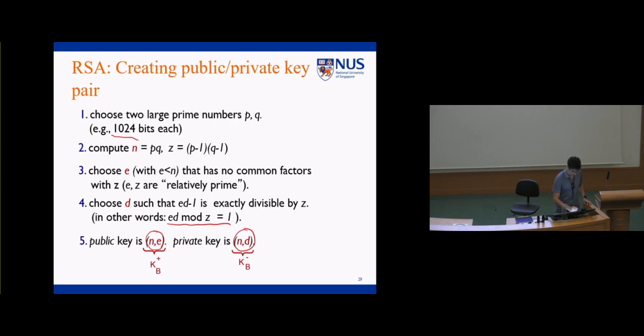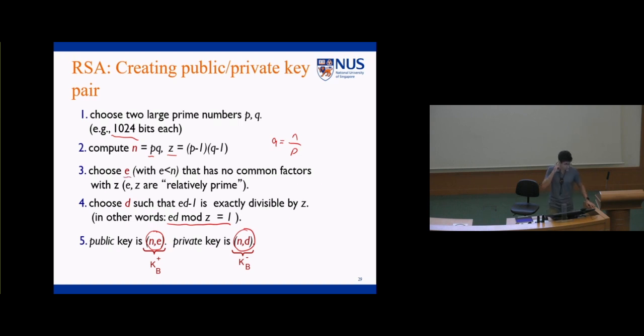So now, if I reveal P, N is also known, right? N is part of the public key. They can just find Q by N over P, right? So if P and Q are known, Z is also known, because Z is P minus 1 times Q minus 1. These are immediately found.